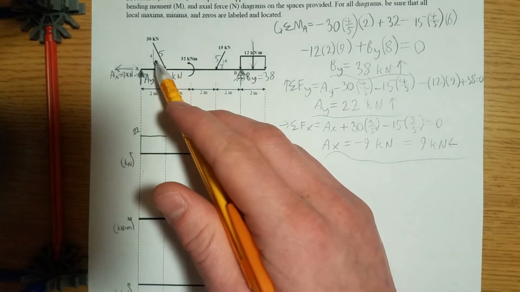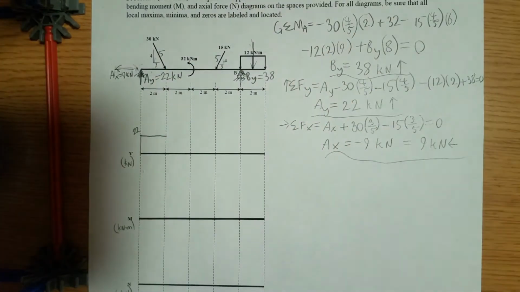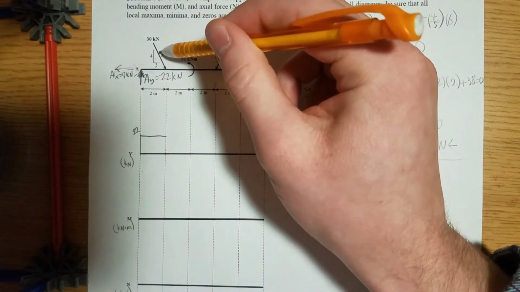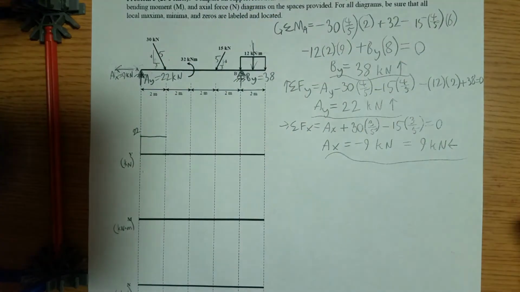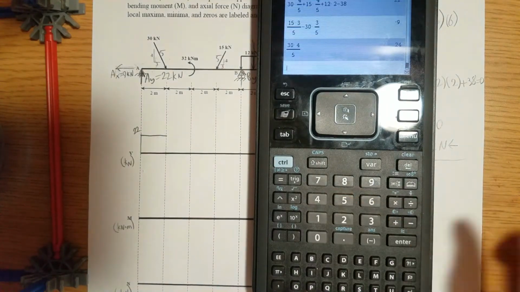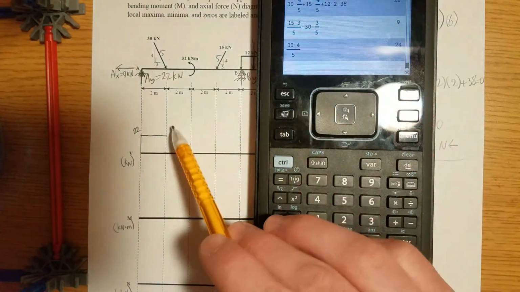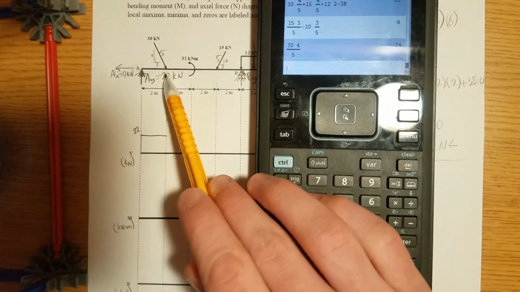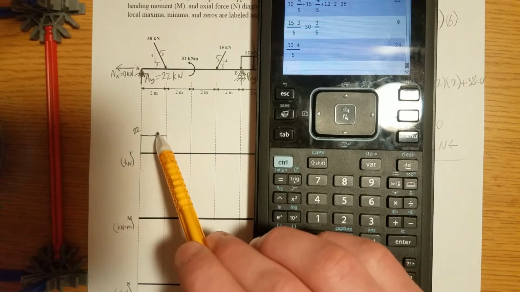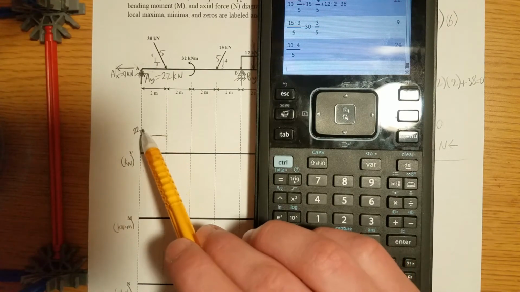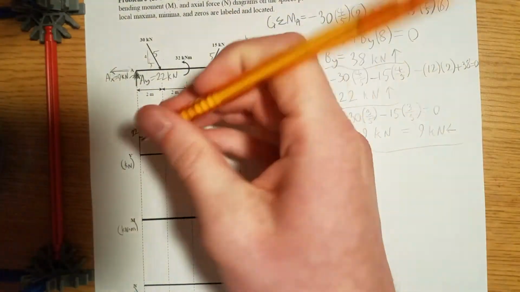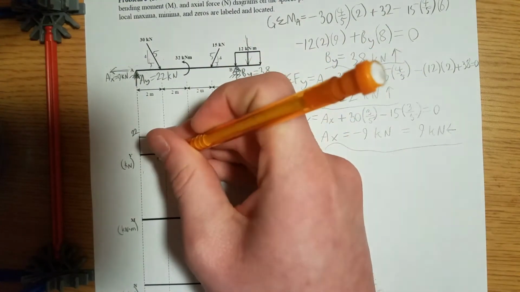And now we've got the 30 kilonewtons, and we only want the vertical component. So for here, it's going to be 30 kilonewtons times 4/5. And that's going to be the change. So we're going to take 30 times 4 over 5. That means 24. That means this force here is going to make our shear go down 24 kilonewtons from wherever we started. Well, we started at 22, so 22 minus 24 is going to take us down to -2. So we'll go ahead and draw that in. We've got -2.